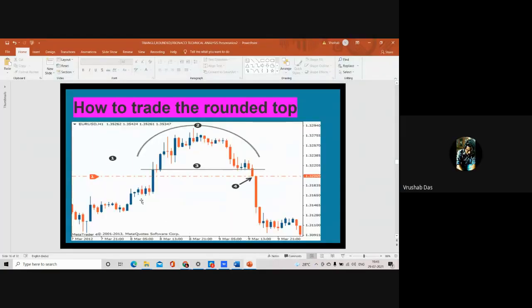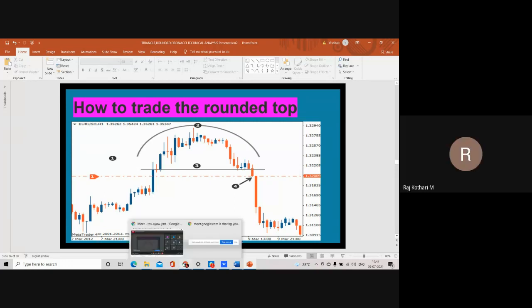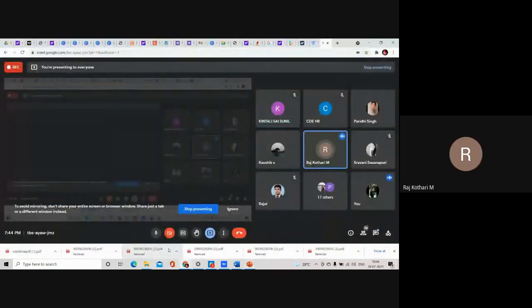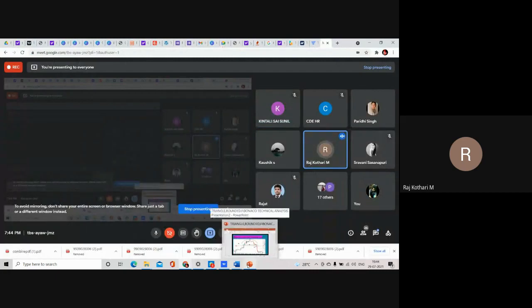First you have to see the uptrend. For a bottom you have to see the downtrend, and for the rounded top you have to see an uptrend. But in the uptrend there are many candles showing uptrend. On which candle should we start a trade?